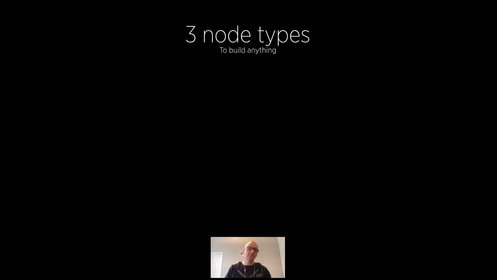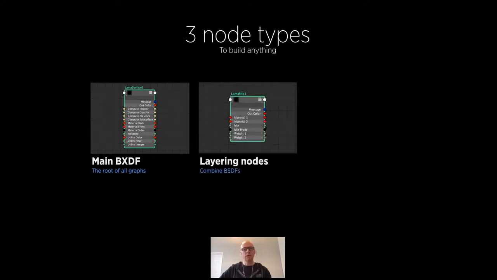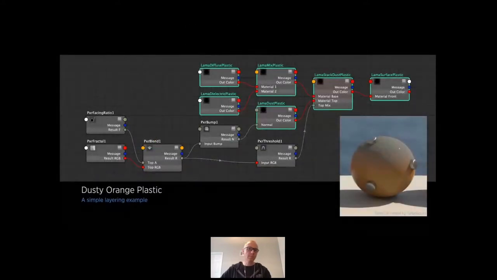In Lama, you will find three types of nodes. The main BXDF that will be attached to your object. It renders nothing by itself, but controls the other connected Lama nodes. The layering nodes allow you to combine two nodes to build your material's final appearance. The BSDF nodes are the lobes that will respond to your scene's illumination.